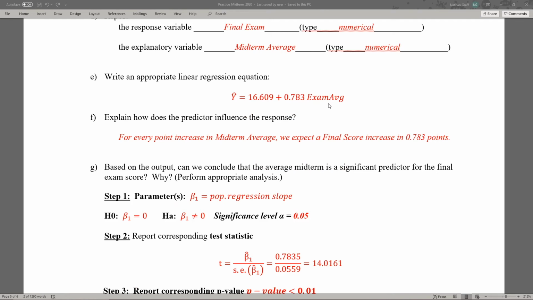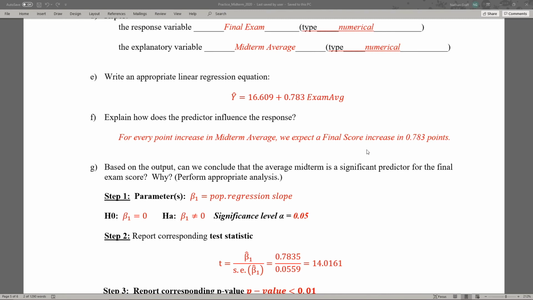Part F asks how the predictor influences the response. That is the interpretation of the coefficient for the midterm exam average. That's to say that with a 1 point increase in midterm exam average, we expect to see a final exam score increase of 0.783 points.